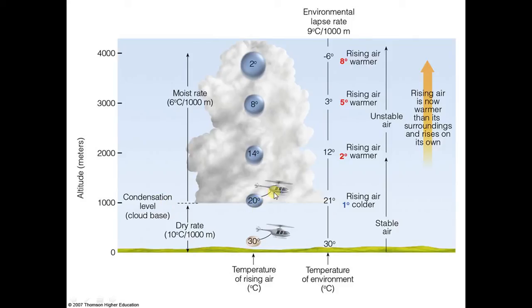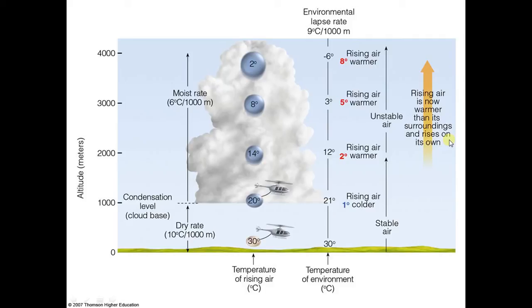Now, if you let it go, it will begin cooling at the moist adiabatic lapse rate, 6 degrees Celsius per 1,000 meters. So now, as it rises 1,000 meters, it cools down 6 degrees Celsius, 20 minus 6, 14. 14 degrees Celsius temperature at 2,000 meters, which is in the mid-60s Fahrenheit. But the environment, this whole column, is cooling at 9 degrees Celsius per 1,000 meters. Now, the parcel is becoming warmer than the environment. Okay? And because now the rising air is warmer than its surroundings, it's positively buoyant, it will rise on its own.